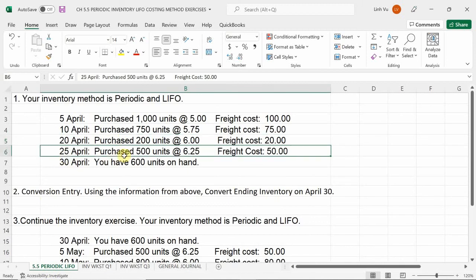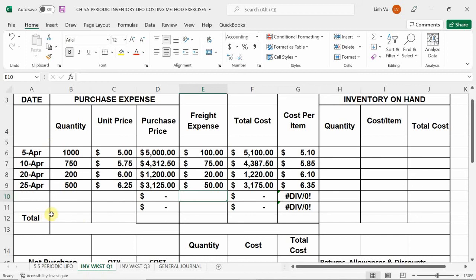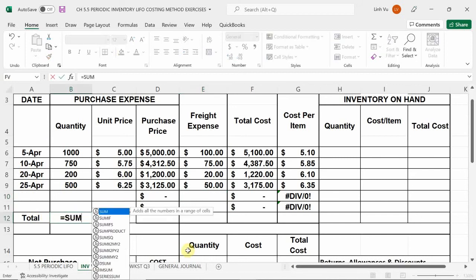We plug that number in, and then we reach the end of the accounting period. So at the end of April, you should have a total of 600 units remaining on hand. So in this case, I have a total of 600 units on hand on April 30th. Okay. So that means I reached the end of my accounting period. So that means I have to go ahead and tally up my totals here.